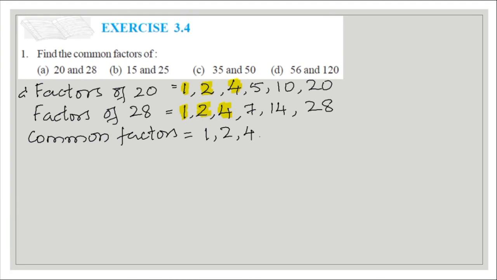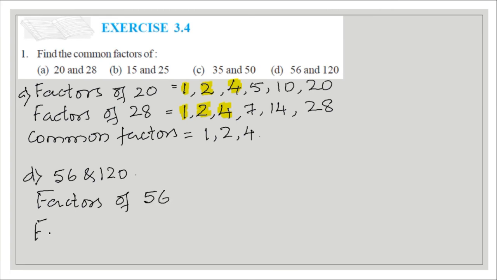This was for the first one. I'll be telling one more question. Say this time I'll consider the last one, 56 and 120. These two you can try. Let me first write the factors of 56. Then I'll write out the factors of 120. Then I'll find the common factors among them.